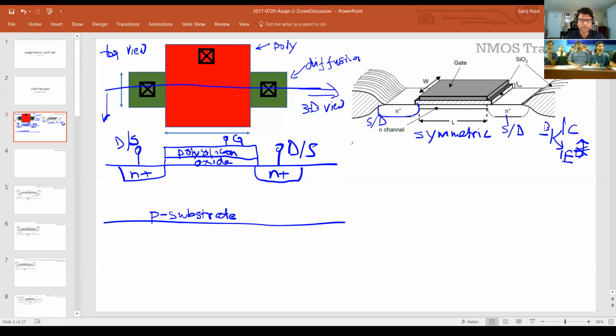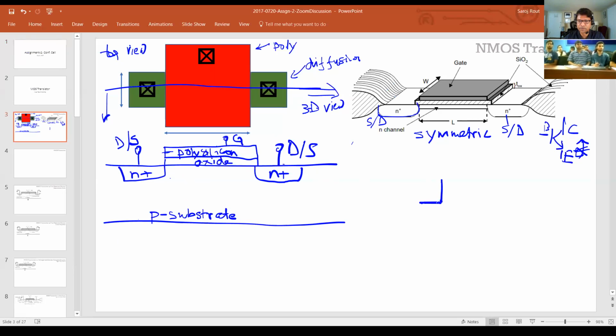Now MOS, if you remember, stands for metal, oxide, and semiconductor. So you have oxide and semiconductor, but this is not metal, this is polysilicon, purely because of processing reasons. People would love to have this be metal, but it's very difficult to make it metal. That's the reason it's called metal oxide semiconductor transistors.